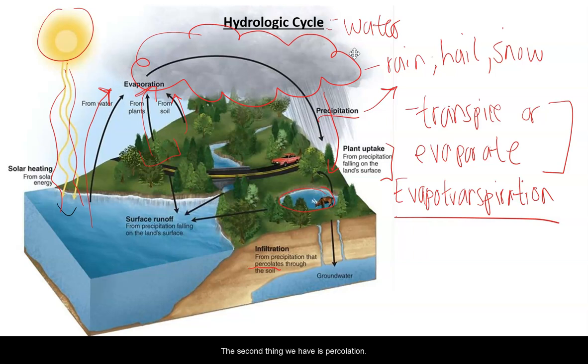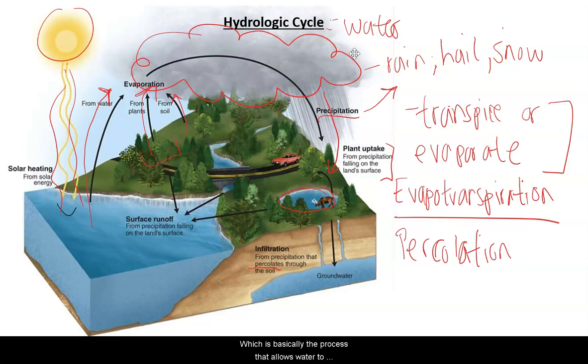The second thing we have is percolation. Sorry, my handwriting is not so great. Percolation, which is basically this process that allows water to sink really, really low, really deep down into the earth, into what's called the groundwater, which is water we can't see. And it's very important for the survival of humans as we start to run out of drinkable water.